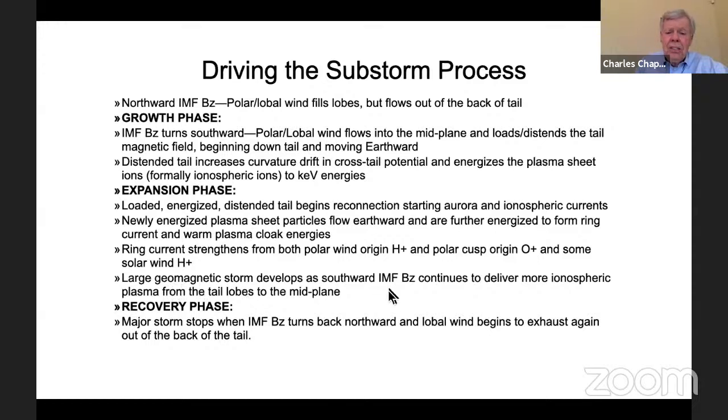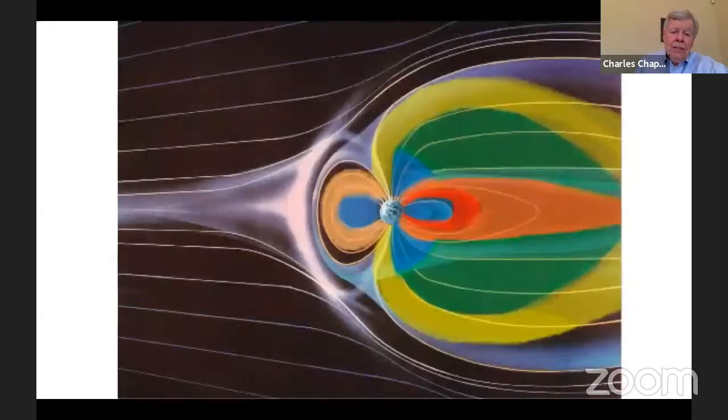develop and continue as long as the southward BZ is there, because the ionosphere is sending out polar wind continuously. And as long as the BZ delivers that to the midplane, the storm is going to continue. When BZ goes back to positive again, then the polar wind begins to exhaust out the back of the tail and the storm stops. So in summary, what do we want to do?